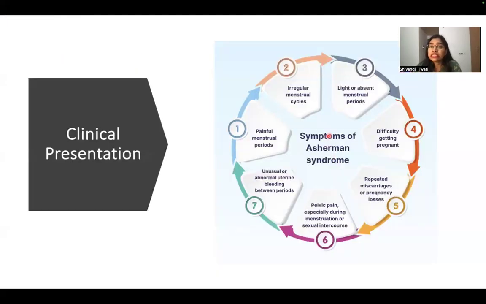If we talk about the clinical presentation, तो mostly ये जो patients होते हैं, they present with oligomenorrhea, hypomenorrhea, or secondary amenorrhea, irregular menstrual cycles, painful menstrual periods. They present with cyclic pelvic pain. They present with infertility, repeated miscarriages or pregnancy losses, pelvic pain, especially during menses or sexual intercourse, AUB.